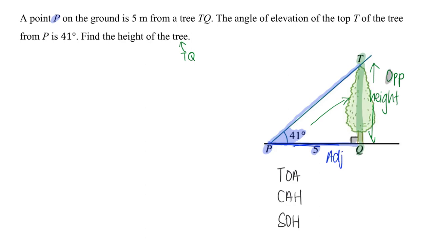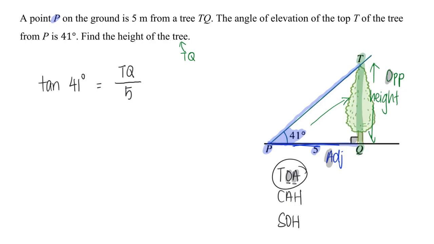Now with O and A, which of the three trigonometric ratios should I use? Yes, we are going to use our tangent ratio to help us solve this problem. Tangent 41 degrees will be equal to opposite over adjacent. Opposite is our height, TQ, over our adjacent side, 5 meters.